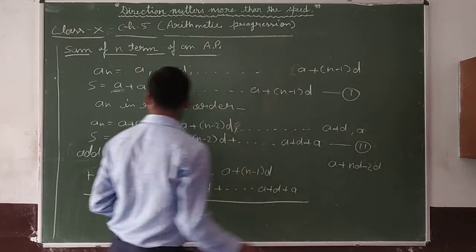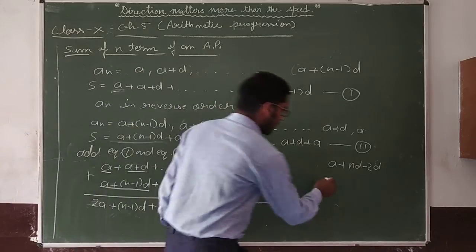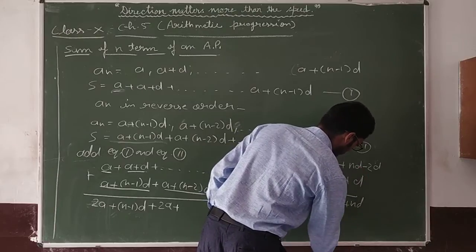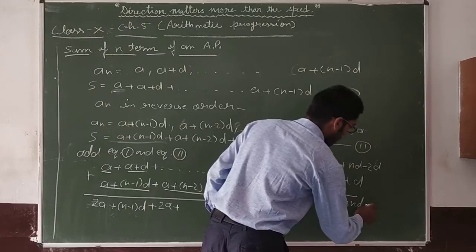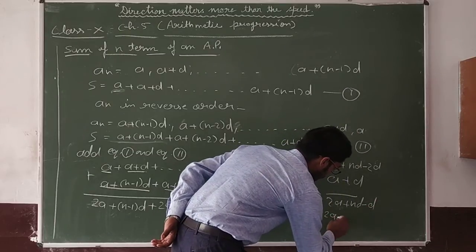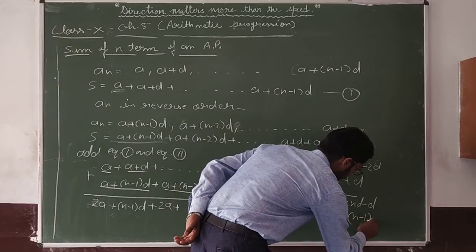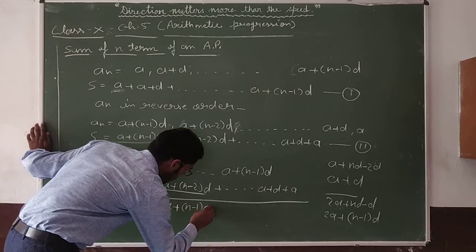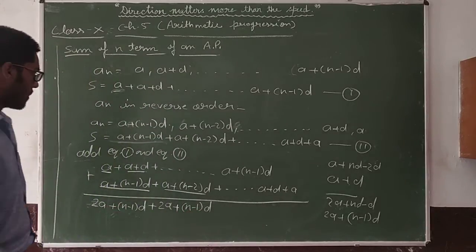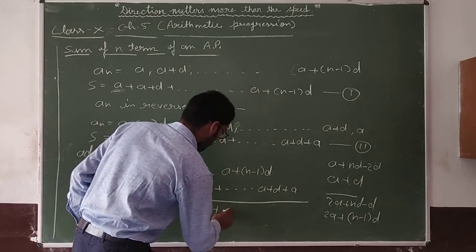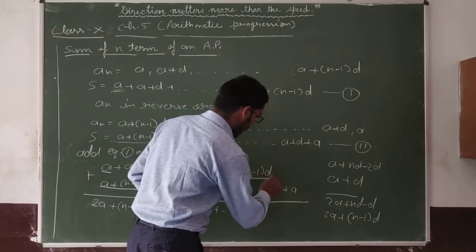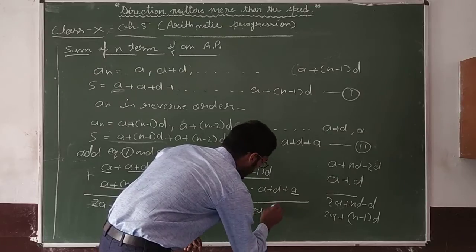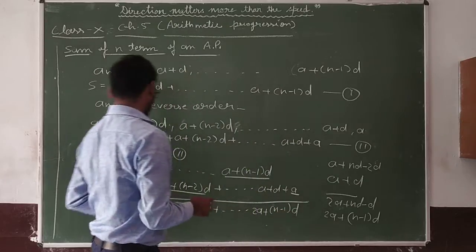Combining the d terms, d + (n - 2)d, means (n - 1)d. So when you add a + d and a + (n - 2)d, you get 2a + (n - 1)d. Similarly, when you add the last term with the last term of this series, again you will get 2a + (n - 1)d.